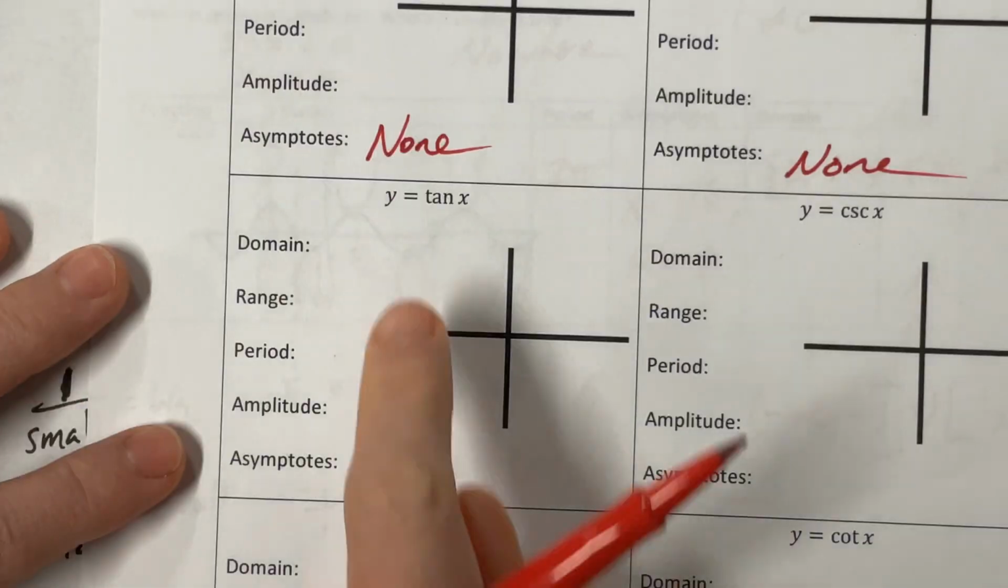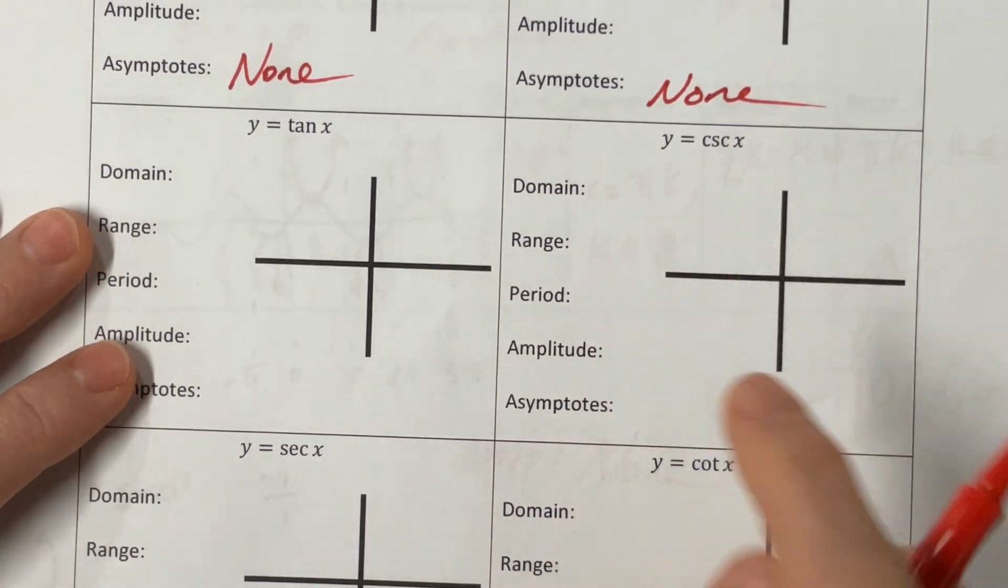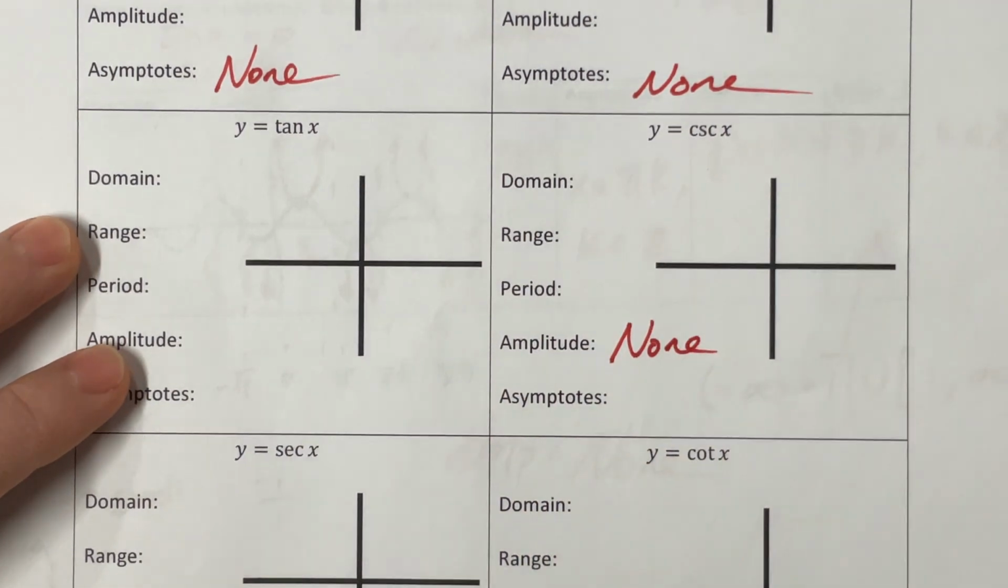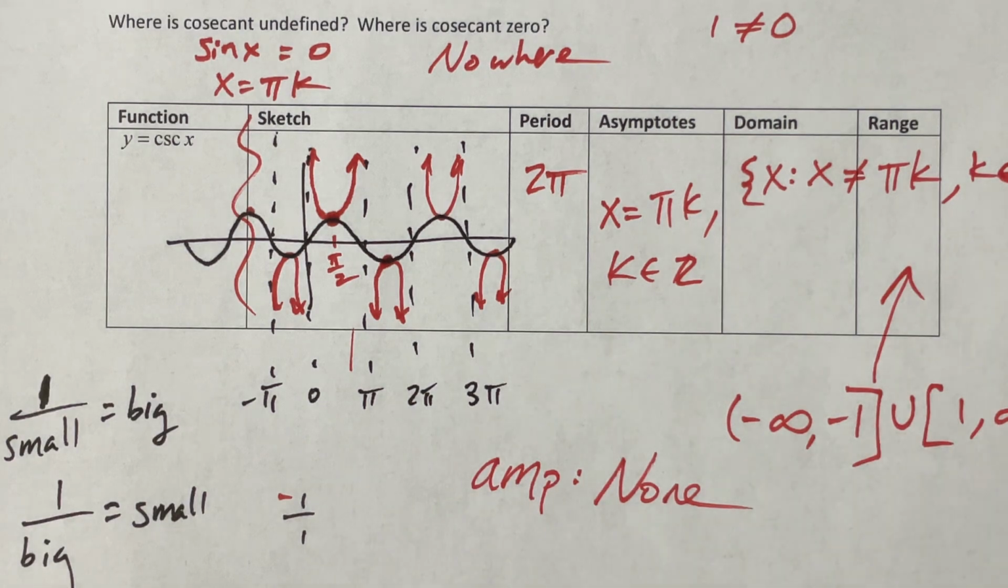Okay, we just looked at cosecant, and we just found the amplitude. There is no amplitude. Okay, so here we go. Next one is secant.